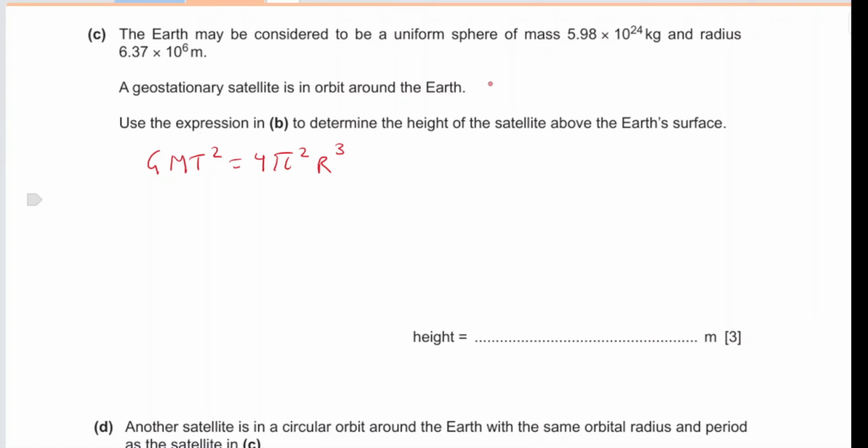The first thing that we know about it is that it has a period of 24 hours. And another thing that we also know about the geostationary satellite is that it's equatorial, right? So it travels in an equatorial plane. And last thing is that it always stays at the same distance above the Earth.